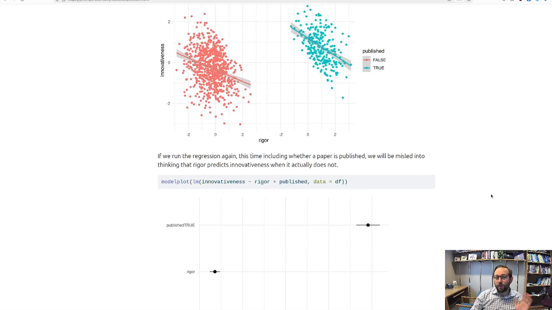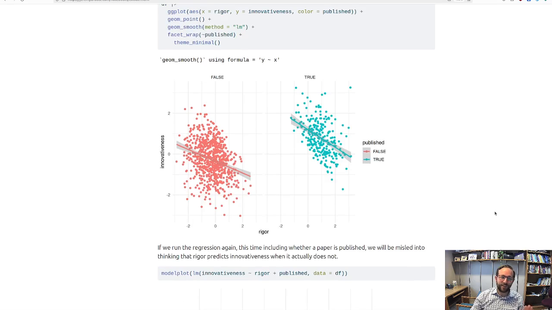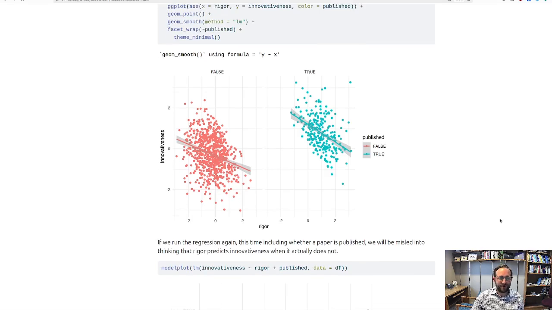I just want to go back to this idea. That is not true. It might be true in the real world. That's possible. In this case, it is not true. We created this data to be independent, and it definitely is completely independent. They are not related to each other.